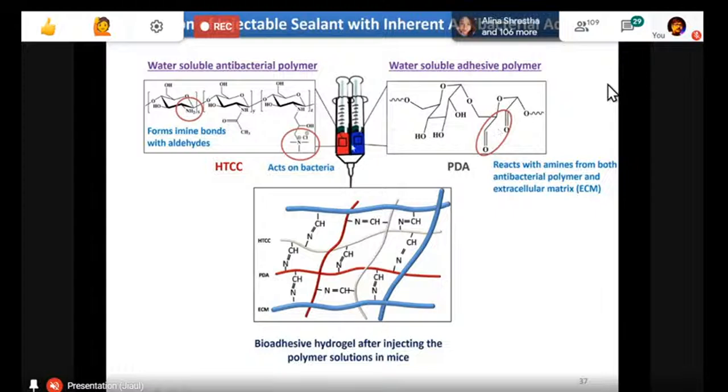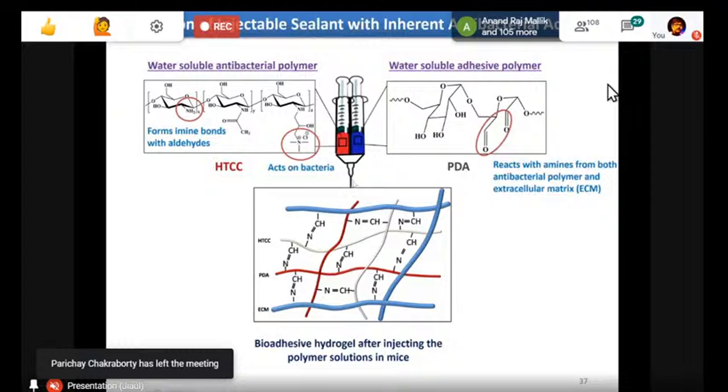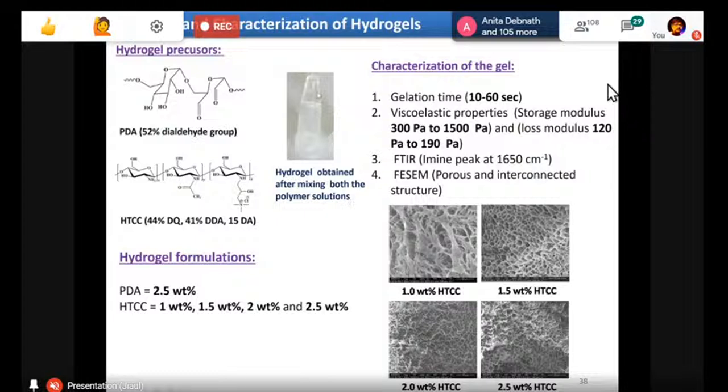So this is a dual barrel syringe. In one syringe, we have one polymer solution, in another syringe, we have another polymer solution. When we inject them together through a single syringe at the end, the moment they get mixed, they form a gel. And this is the example. As soon as we mix them together, they form a gel. And these are some of the hydrogel characteristics I've shown here, which I'm not going to go into the details of.